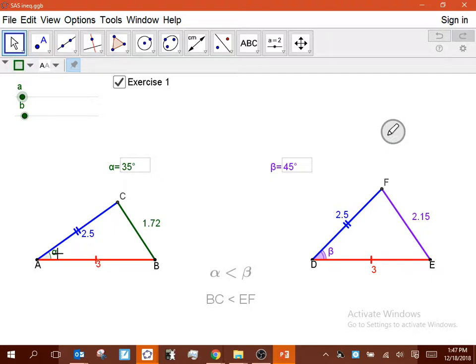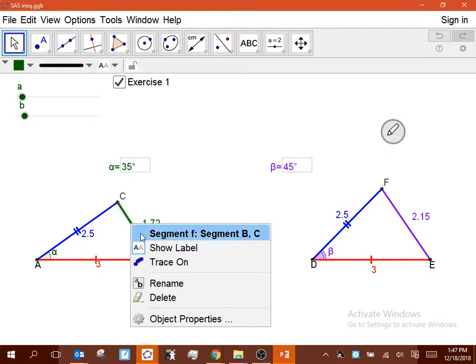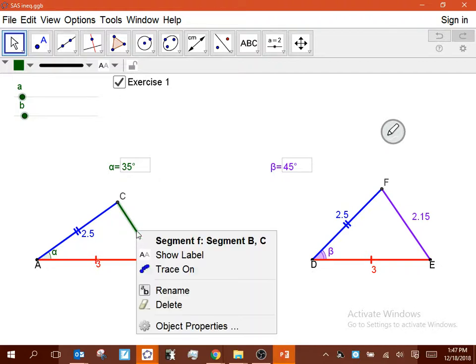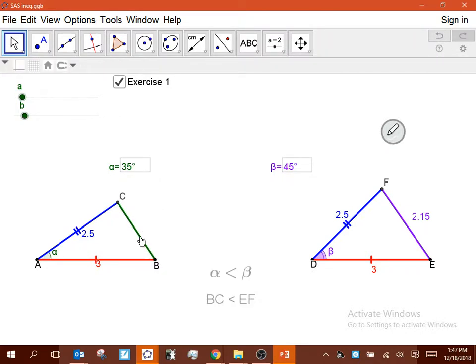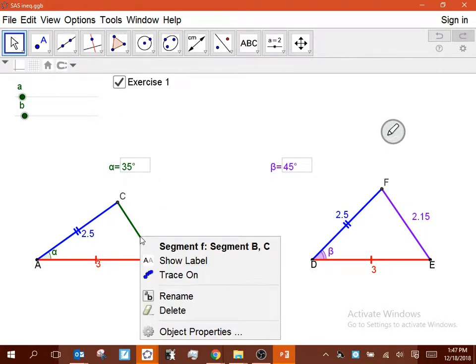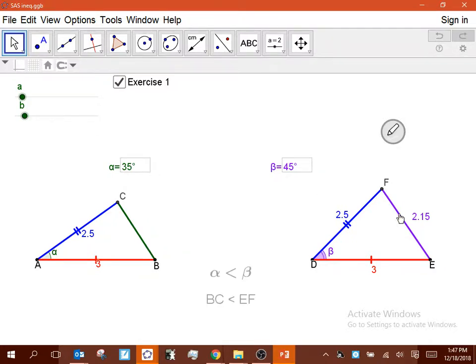And the idea is, if this is, let's see if I can hide that. Show. Can't hide it. I don't know why.